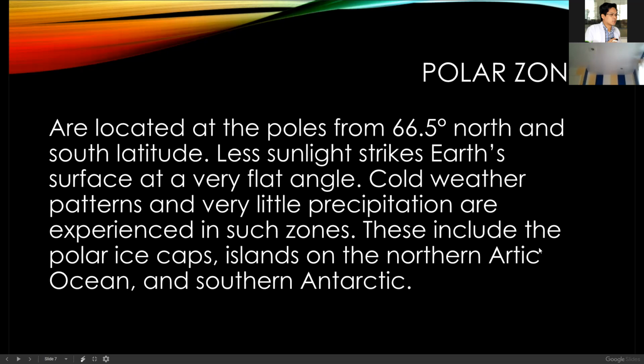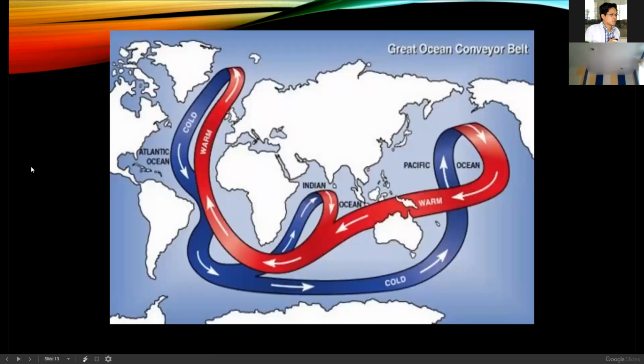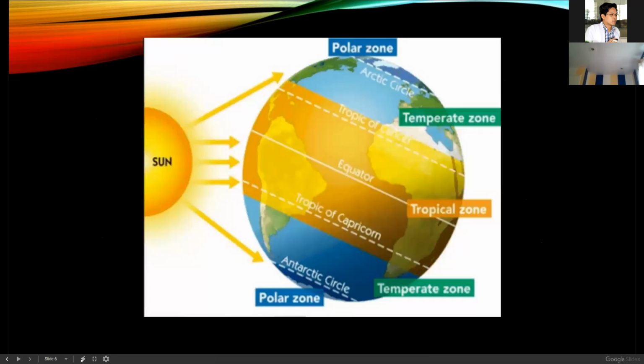If you look at the overall look of Earth, the polar regions or polar zones are in the north and the south. So less light actually penetrates, right? But later on, let's discuss what is really happening in the polar regions.